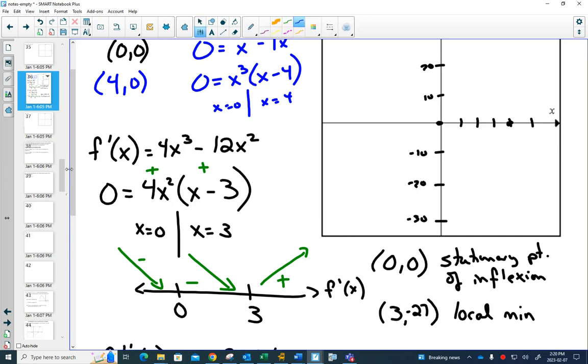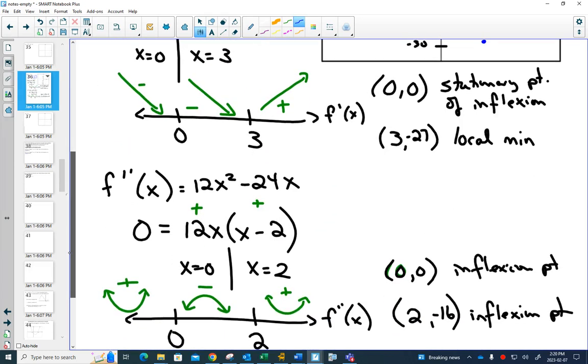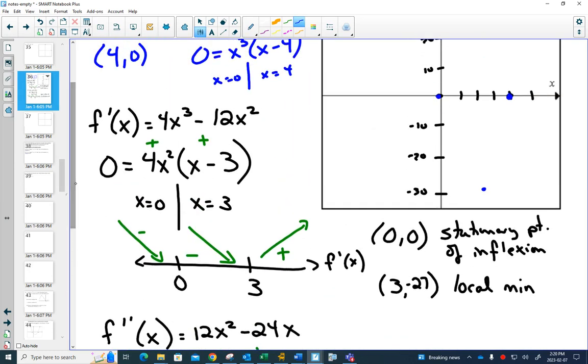3, negative 27, so I can label that point. That's going to be a local min. Oh, I like blue. Let's change it. And we've got also 2, negative 16, that's going to be about here. So here we've got 3, negative 27. Here we've got 2, negative 16.